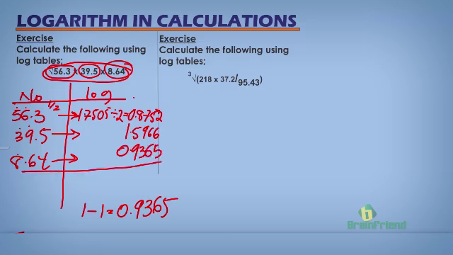If we take a look at our original question, we will see that between each number we have an operator, which are multipliers. It simply means by the product law of indices that we will add up all the values of our logarithm. Therefore, we'll add 0.8752 plus 1.5966 plus 0.9365.